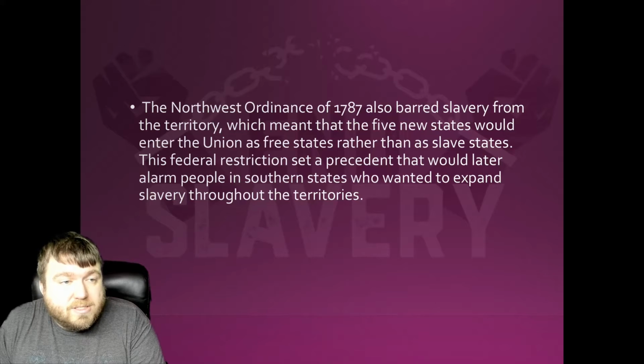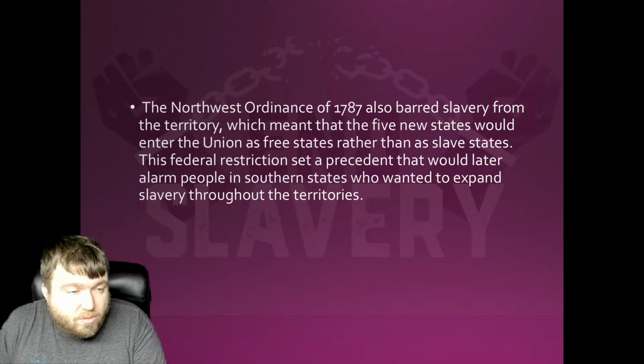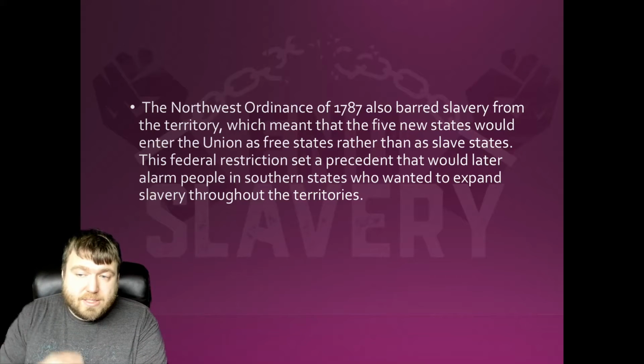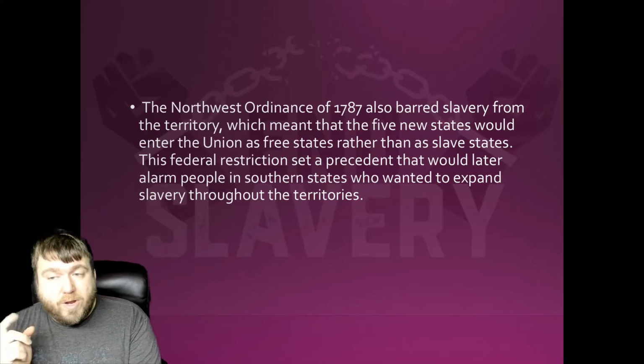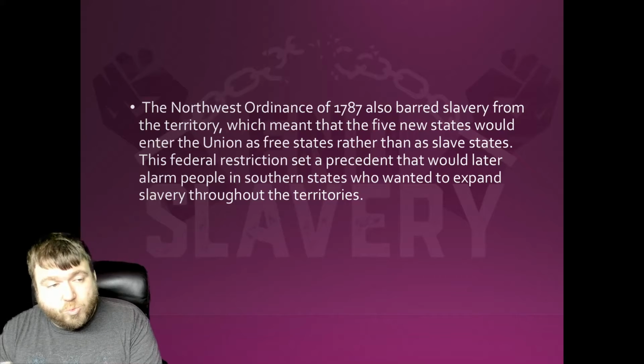The Northwest Ordinance of 1787 also barred slavery from the territory, which meant that the 5 new states would enter the Union as free states rather than as slave states. This federal restriction set a precedent that would later alarm people in southern states who wanted to expand slavery throughout the territories. Now, this decision right here, we are going to see come back into play whenever we are talking about things that lead to the Civil War.